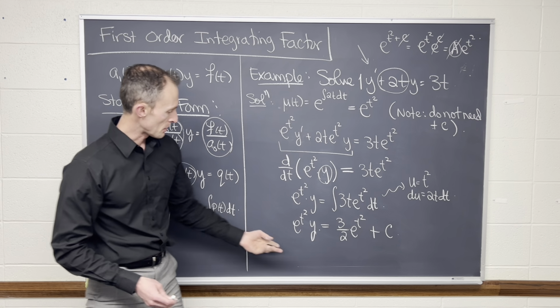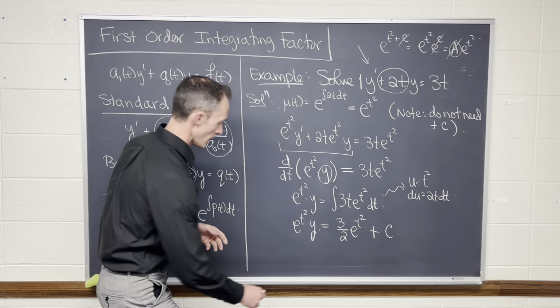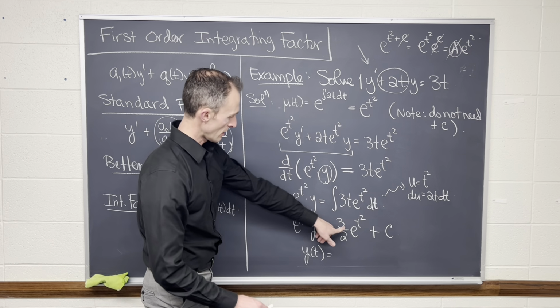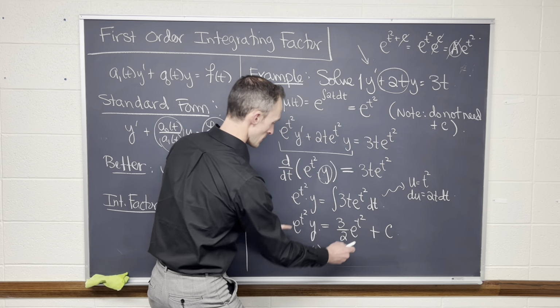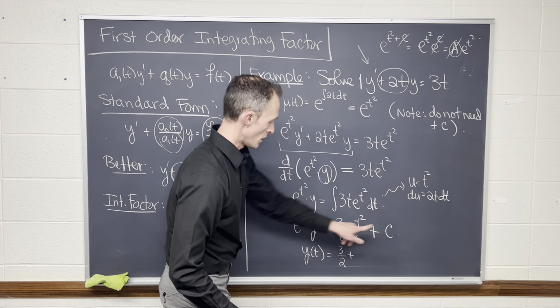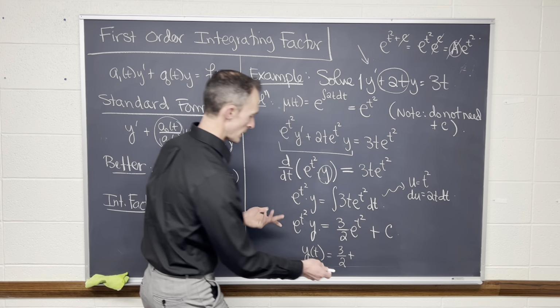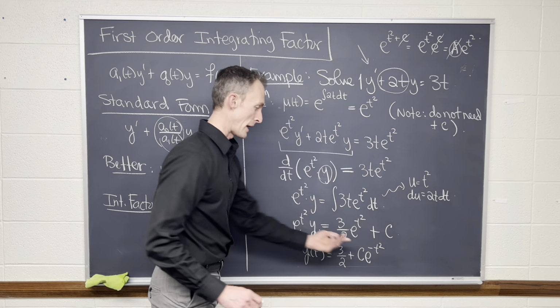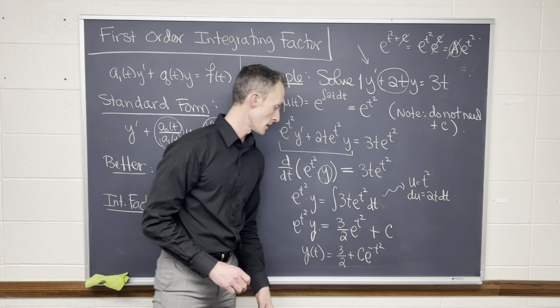And now the last step is simply to just solve for y. So what would I get? I would get y of t is equal to, if I divide everything by e to the t squared, those are going to cancel. So I'm left with 3/2 plus constant divided by e to the t squared. Well, that's the same as constant e to the minus t squared. Remember, exponents, when you have a negative, they go in the denominator kind of thing.